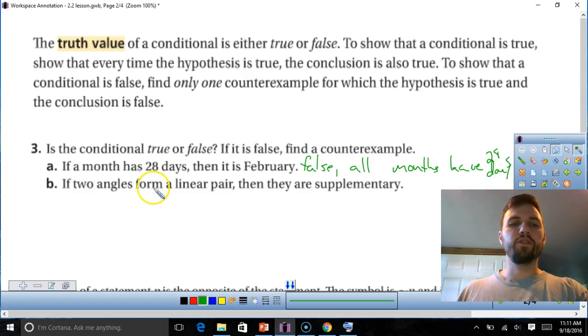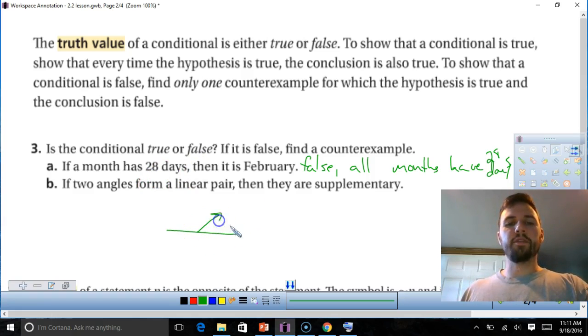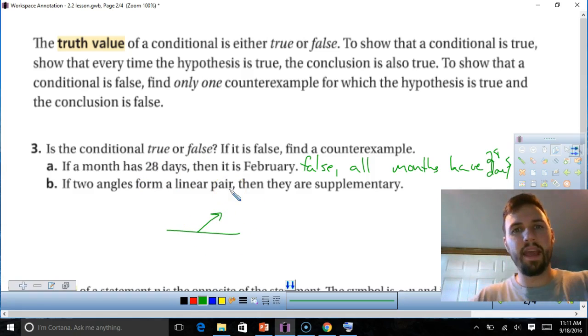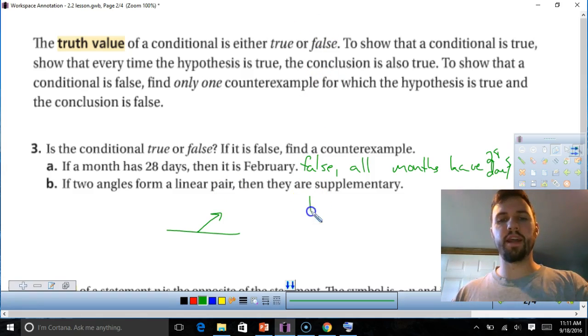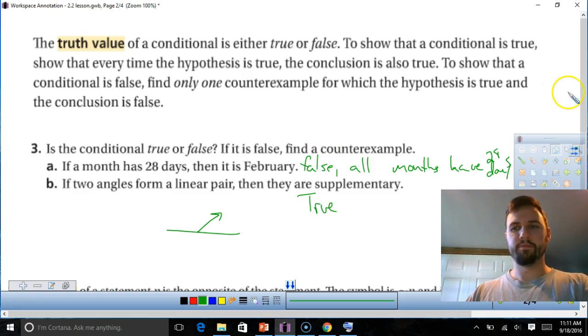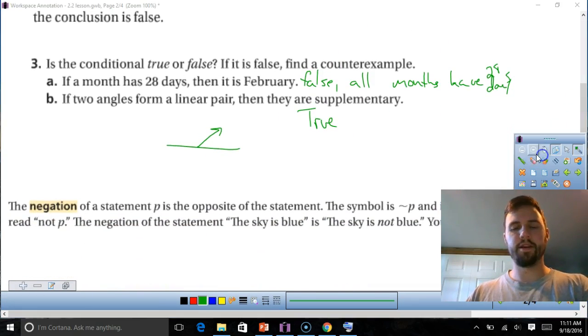Let's look at B. If two angles form a linear pair, then they are supplementary. Well, if two angles make a straight line, and the angle of a straight line is 180 degrees, then that is 110% true.